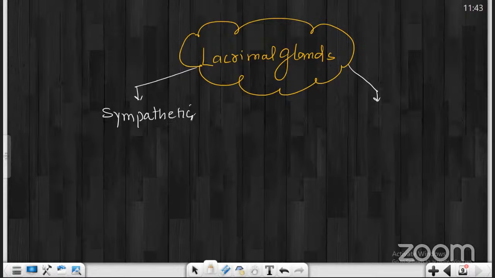Under the influence of the sympathetic nervous system, what happens? The lacrimal glands are stimulated.